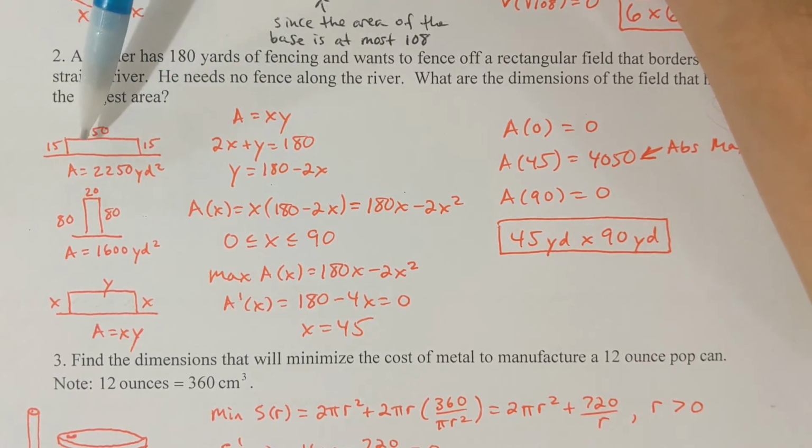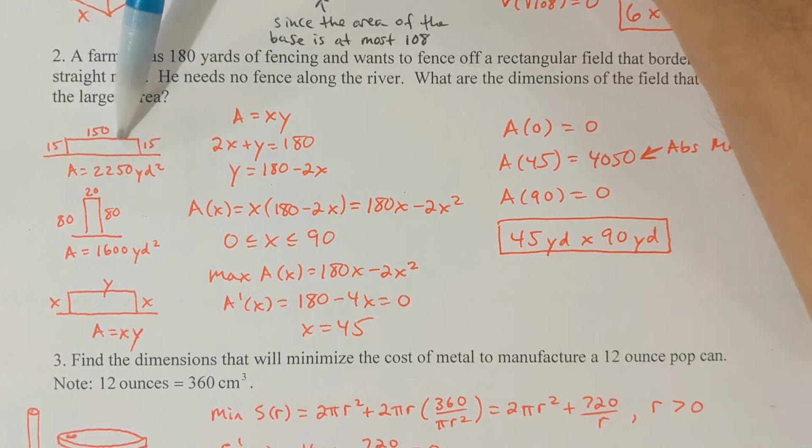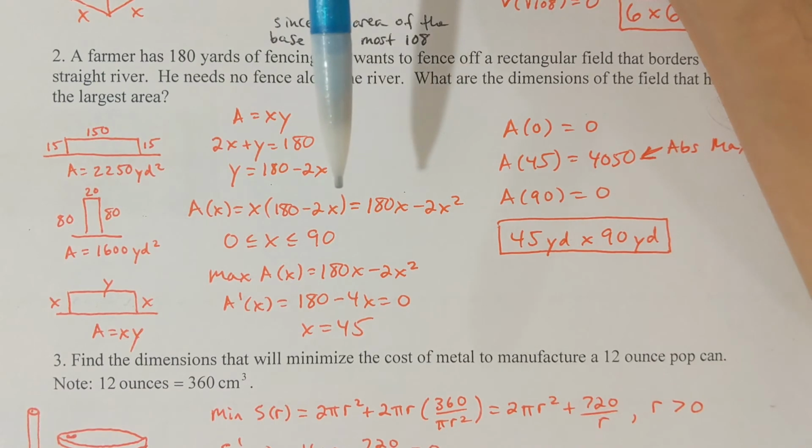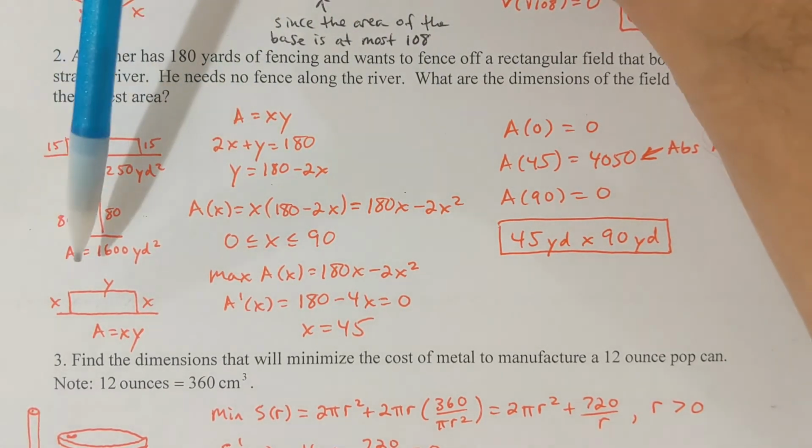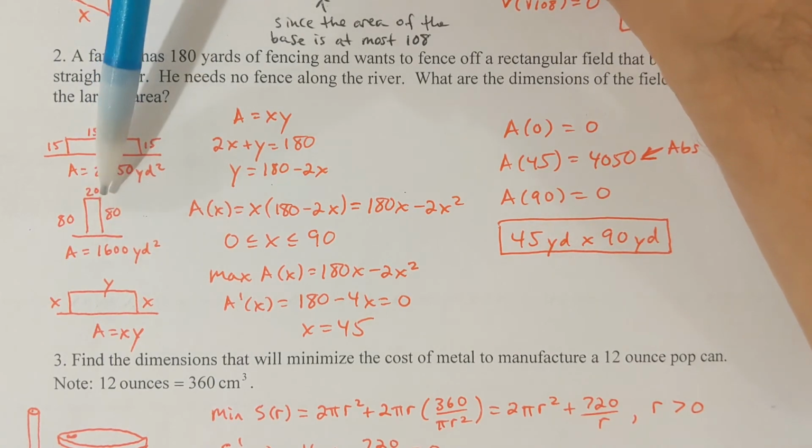Like if he goes with 15 yards by 150 yards, he gets an area of 2,250 square yards. So that's, I guess, one option you could go with. Or maybe he might want it more jutting out in the field type thing.